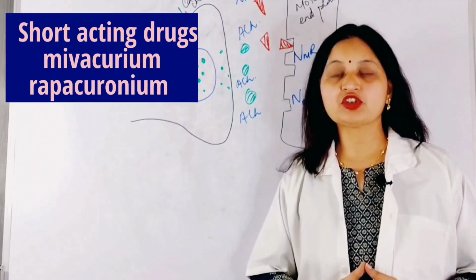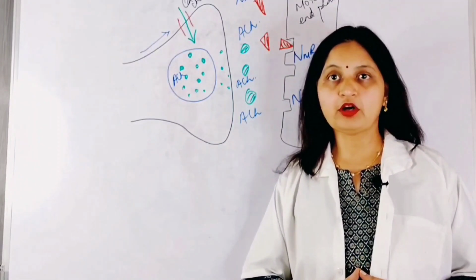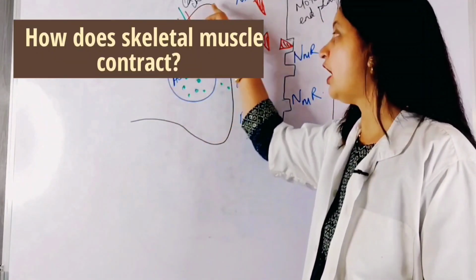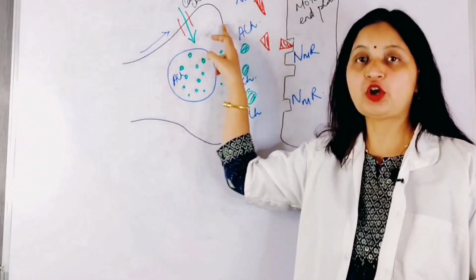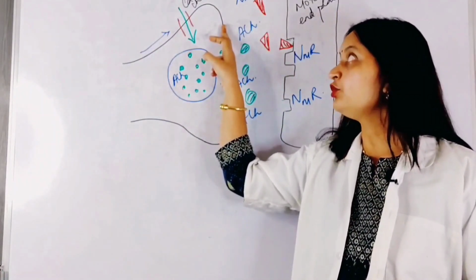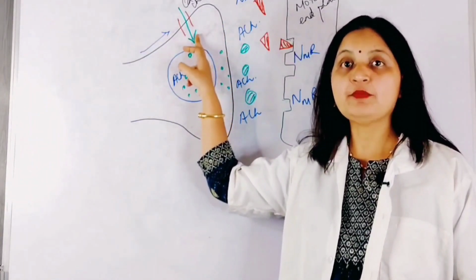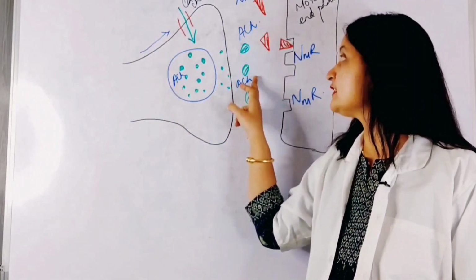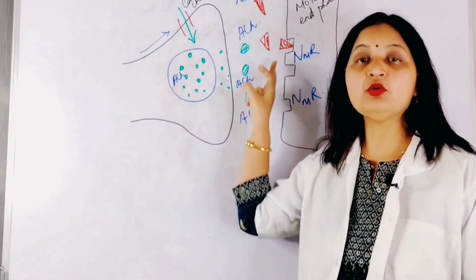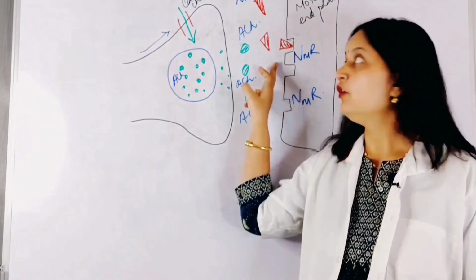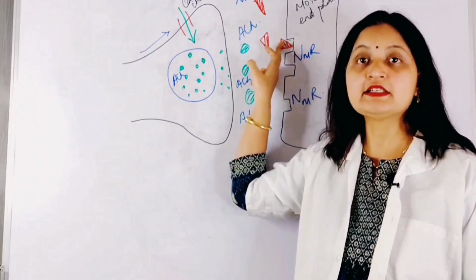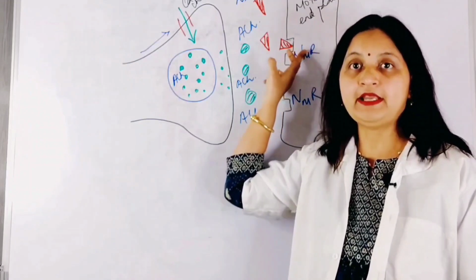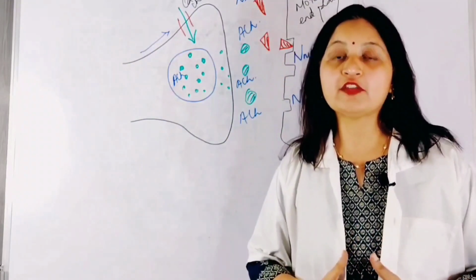Coming to the mechanism of action of non-depolarizing neuromuscular blocking agents. As we have learned earlier, the action potential spreads along the alpha motor neuron, causing depolarization of the alpha motor neuron, leading to the opening of the calcium channels, and calcium entry stimulates the release of acetylcholine into the synaptic cleft, which subsequently binds to the nicotinic receptors of the motor end plate, which in turn opens the sodium channels, allowing the entry of sodium ions, causing depolarization of the motor end plate, and this elicits contraction of the skeletal muscles.